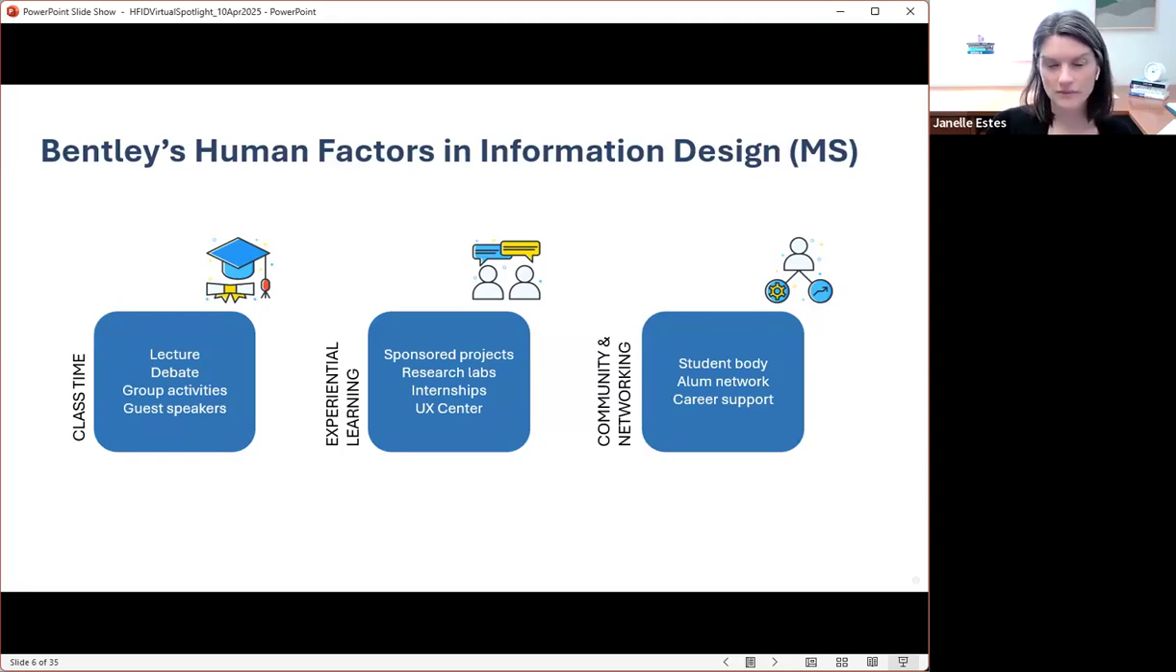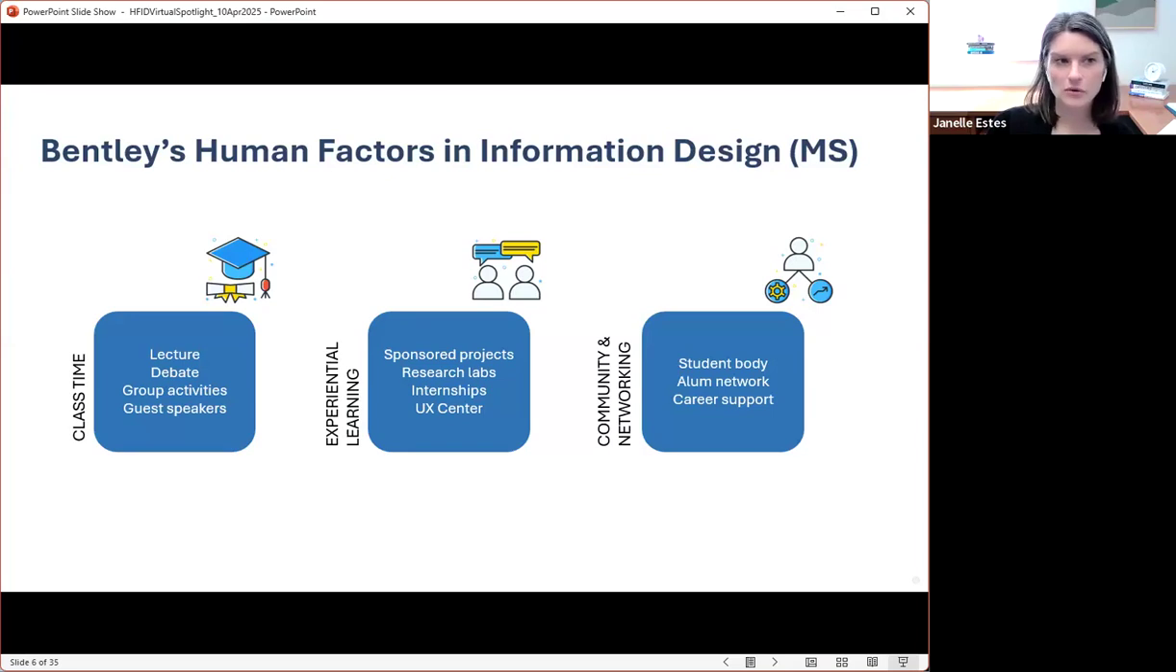We do have a very strong alum network as well. The program's been around for 25 years. So we have about 800 graduates. 500 of those are in a private LinkedIn group that you have access to when you join the program. And we have conversations there. People post job opportunities. We share upcoming events that we could attend together. There's a lot of camaraderie built in that group.